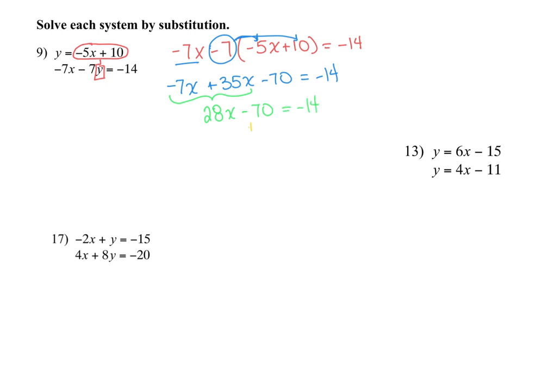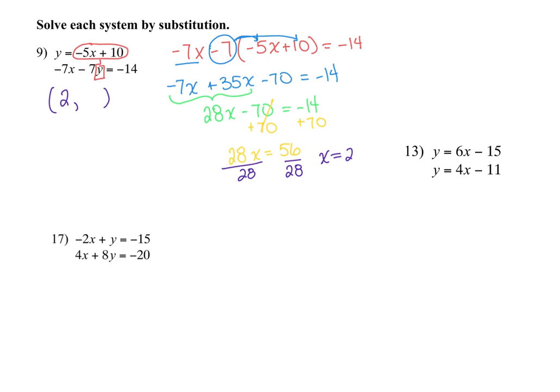You need to move the 70 over. Remember, when it's going to the other side, it changes signs. It was minus 70, it's a plus. And then my final step here is to divide both sides by that 28. So I get that x equals 2. So I know the x value of my answer.